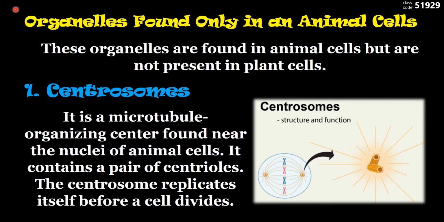So let's have this one. Organelles found only in animal cells, meaning these organelles are found in animal cells but are not present in plant cells. We have centrosomes. Centrosomes is a microtubule organizing center found near the nuclei of animal cells. It contains a pair of centrioles. The centrosome replicates itself before a cell divides. So this is the picture of centrosomes.